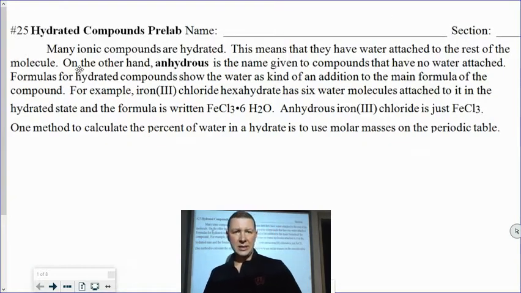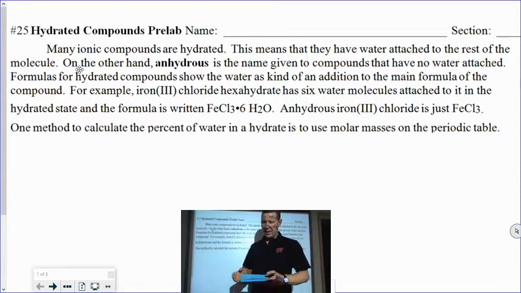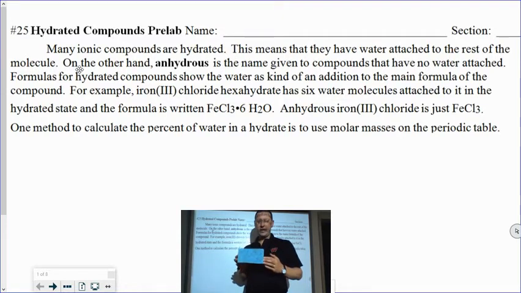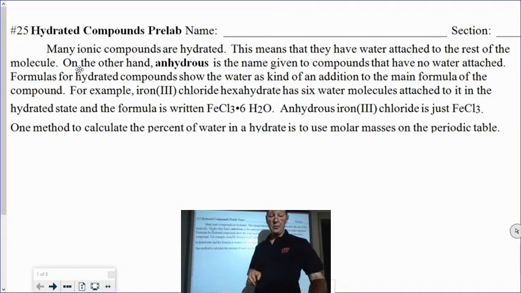Hello everyone. Today we're going to do a pre-lab about hydrated compounds. Yesterday we talked a little bit about it. A hydrated compound would be like a sponge that's got water locked up inside of it. What we need to do is find out how many grams of water are actually inside the sponge, or the hydrated compound. Then we can calculate the percent of water that's inside the hydrated compound. And then that'll lead us to what number of water molecules are actually in the hydrated compound.